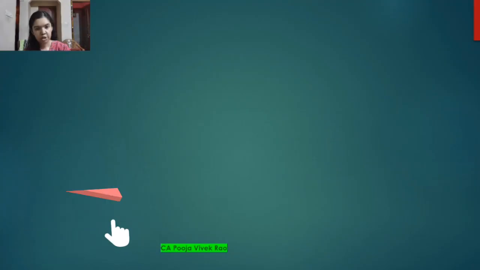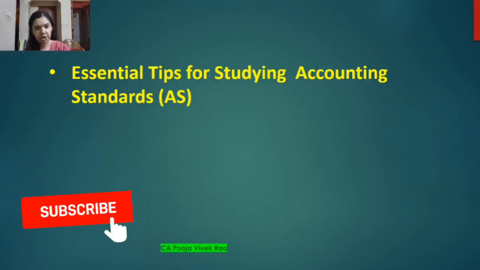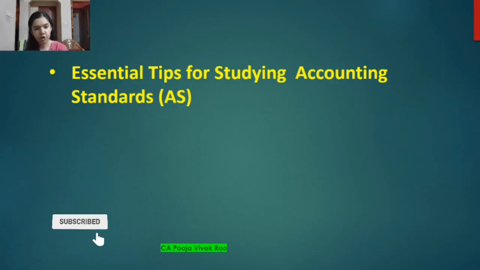So the first point discussed in this webinar was some essential tips for studying accounting standards. Let's see what these are. Tip number 1 is to create concise notes. As you are studying the accounting standards, write down conceptual notes for each AS and highlight the key principles, scope of the AS, recognition criteria, measurement criteria and presentation guidelines for quick reference. This will help you in revision one day before the exam.